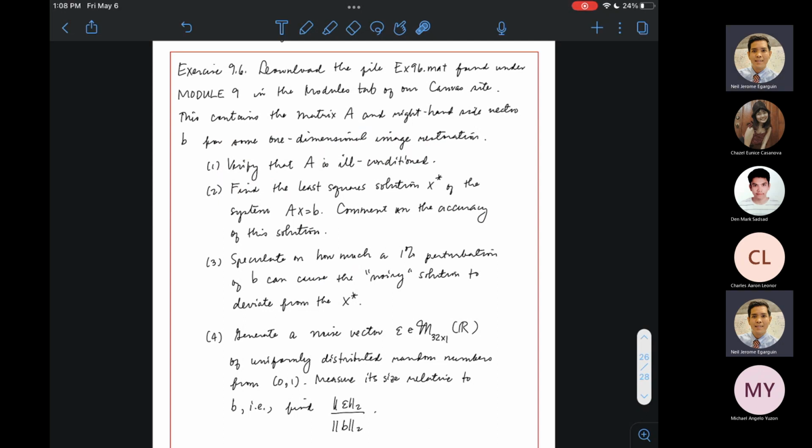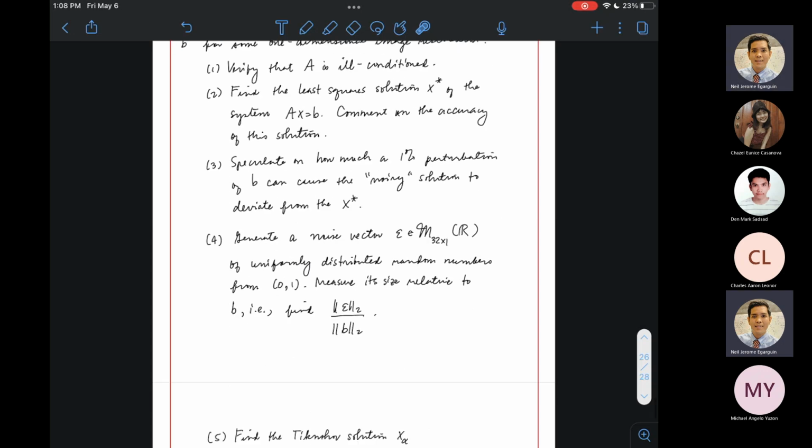Tapos maglagay tayo ng 1% na noise doon. Mag-speculate pa tayo. Kasi alam na natin yung condition number, so alam na natin by how much at the worst case pwedeng magbago yung solution ng perturbed system mula dun sa baseline system. So, pwedeng magko-comment kayo dyan. Katulad sa example natin kanina, pwedeng umabot ng up to around 600% yung relative error between the actual and the noisy solution.